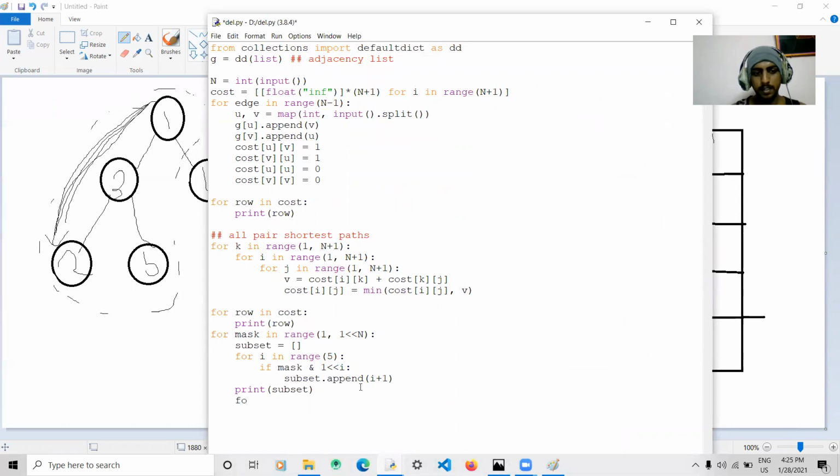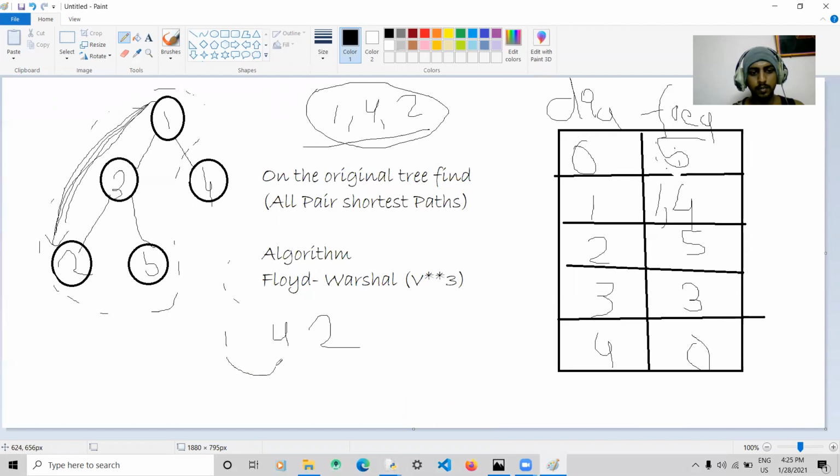Once you get the subset, you would run two loops. You would say 1 to 4. What is the cost of traveling from 1 to 4? If it is 1, you increase your counter. You're just maintaining a counter of how many costs you have in those two loops such that your edge differences are 1, or the cost is 1.